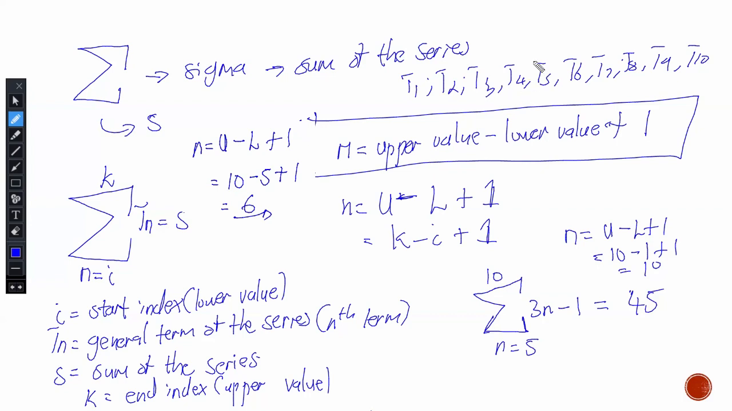Even if you check here, if we start from T5, that's 1, 2, 3, 4, 5, 6 terms, right? So that's the first skill that you need to acquire when dealing with sigma notations. You need to perfect how to find the number of terms. Now, what does this all mean, right? What is the meaning of all this?